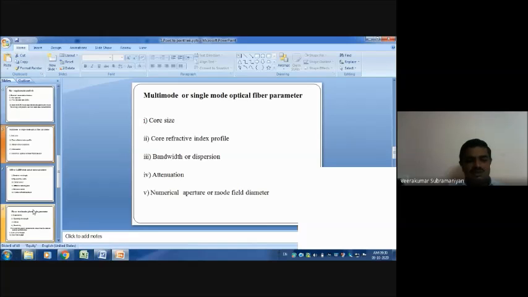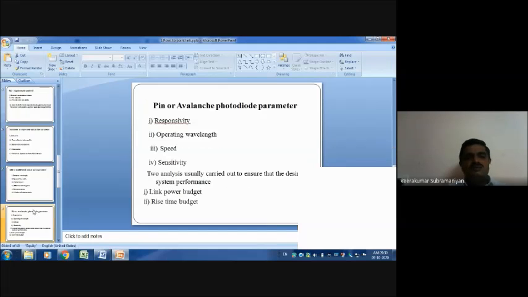So next let us look into receiver parameters. What are all the receiver parameters we have to consider? On our receiver side, we use either a PIN photodiode or an avalanche photodiode. Before selecting these units, what parameters do we have to consider? Responsivity, in the sense the ratio of output power divided by input power, is called responsivity. And then sensitivity of the light signal. Once the sensitivity increases, the responsivity also keeps increasing. So the sensitivity is directly proportional to responsivity.